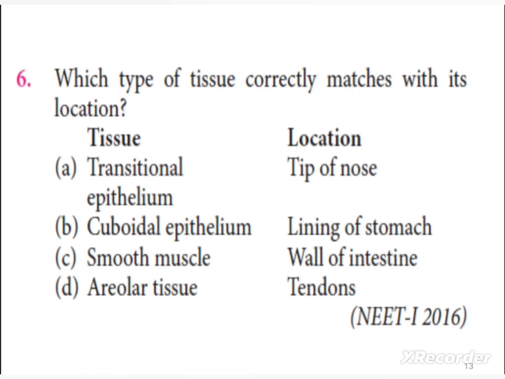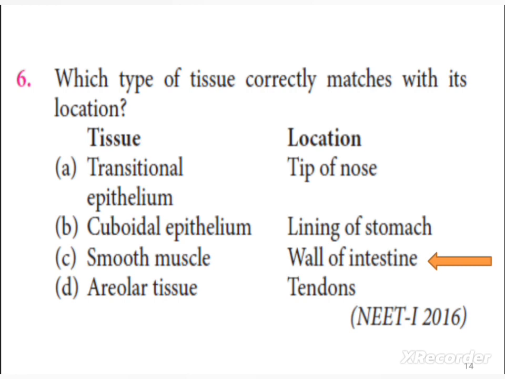Next question: which type of tissue correctly matches with its location? Here also they have given two columns, tissue and its location, and you have to match the correct answer. Let us find the correct answer. C is the correct answer, smooth muscles, wall of intestine.